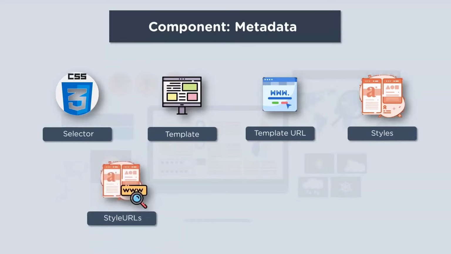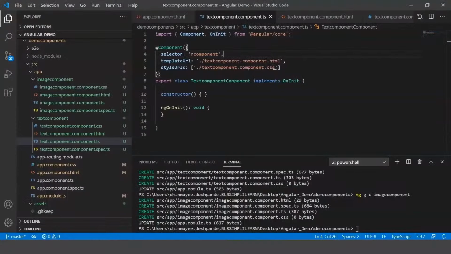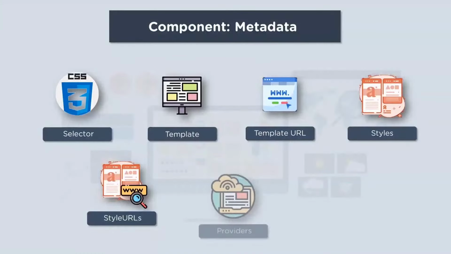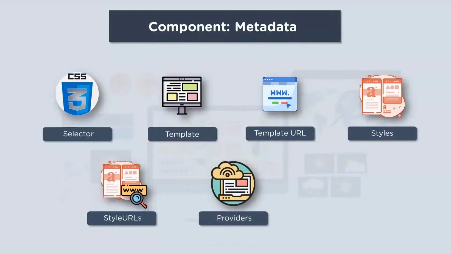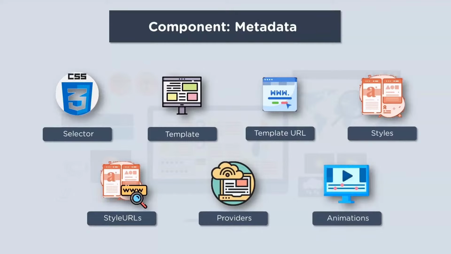Next, you have the style URLs. Now, this is a list of URLs to your style sheets that are applied on your component's view. Next up, you have providers. Now, this is again an array where certain services can be registered for your component. Lastly, we have animations. As the name suggests, these are animations that can be listed for your components.